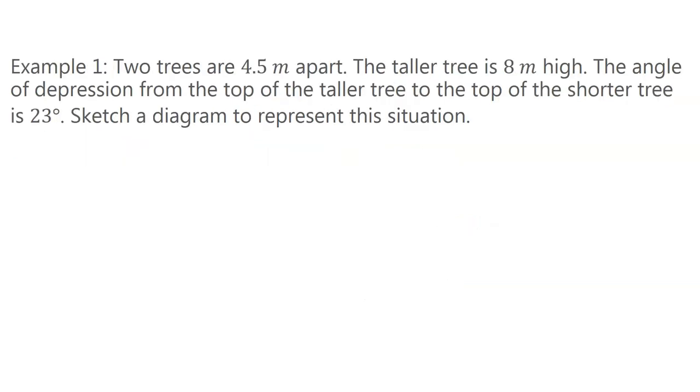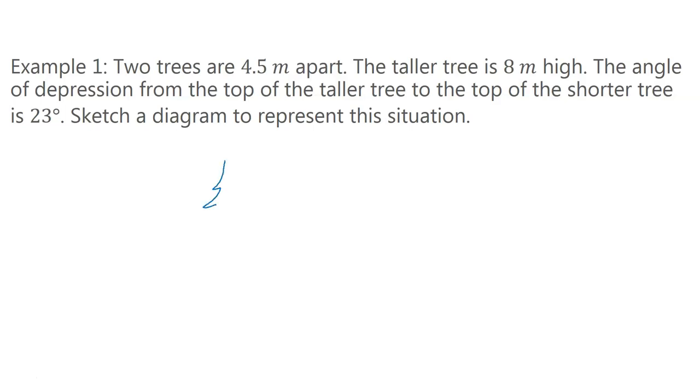So let's look at example 1. It says 2 trees are 4.5 meters apart. The taller tree is 8 meters high. The angle of depression from the top of the taller tree to the top of the shorter tree is 23 degrees. Sketch a diagram to represent the situation.